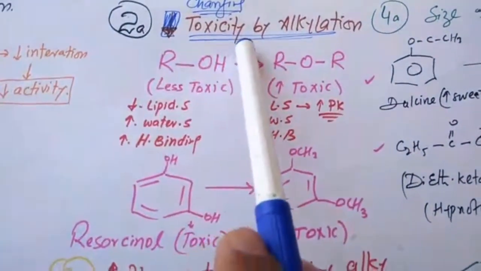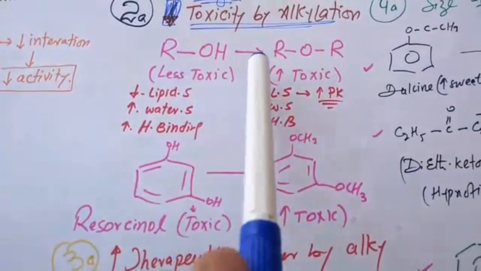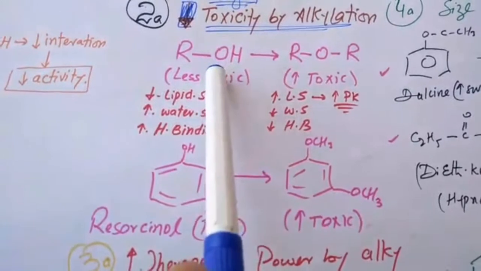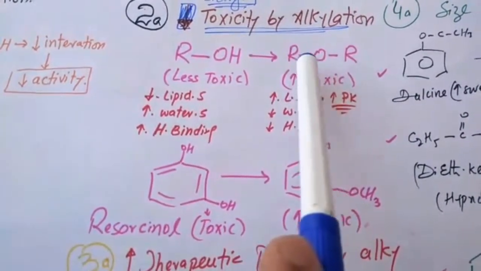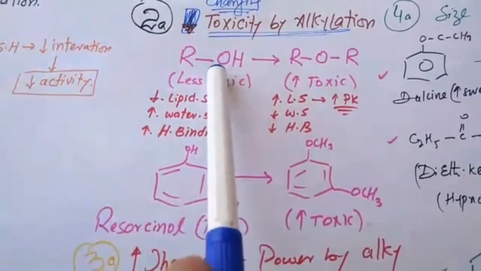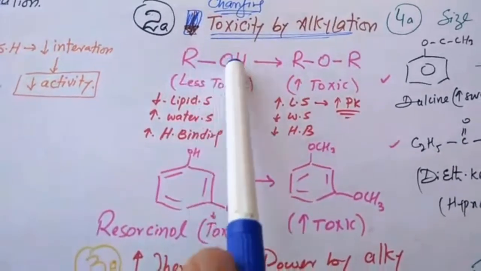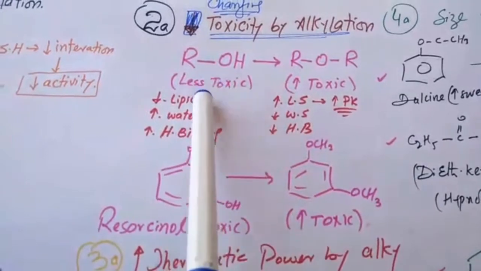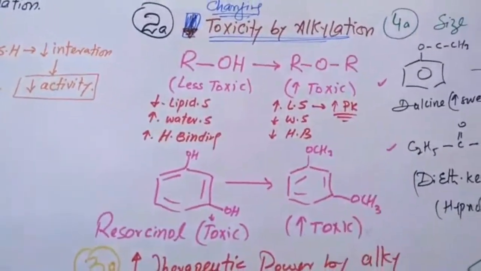Number 2A, changing the toxicity by alkylation. This is alcohol, less toxic, but this is ether, more toxic. This one is less lipid soluble, but this is more lipid soluble. This is more water soluble, but this is less water soluble. Because this has hydrogen bonding, this does not have hydrogen bonding. This has more hydrogen bonding, this has less hydrogen bonding. So that's why its toxicity is less, and the toxicity of this one is more.